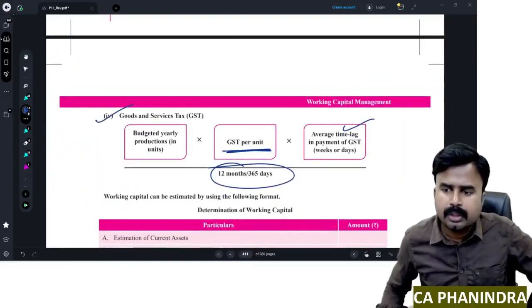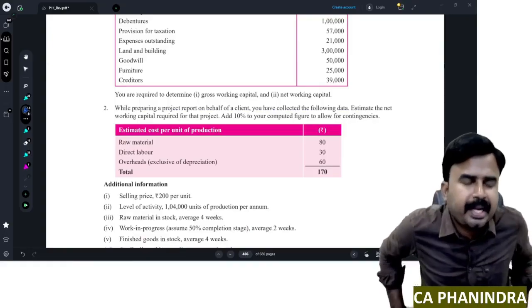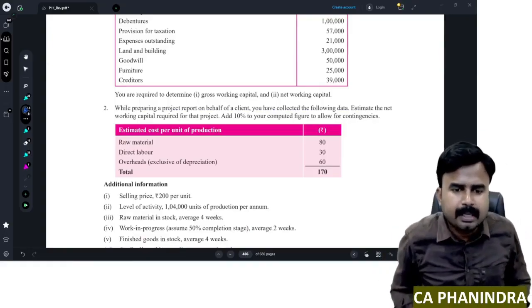Now I can go for the problems related to net operating cycle period. So in the next session, we are going to handle the problems related to net operating cycle period. Thank you.